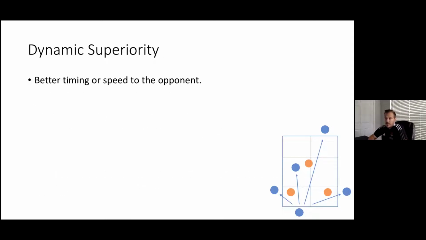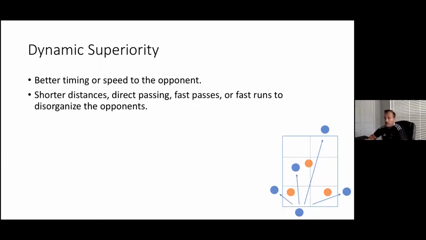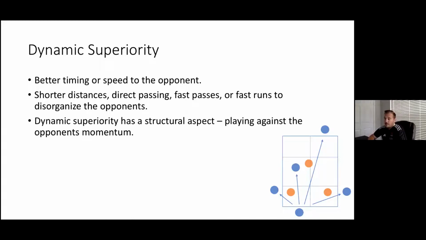Dynamic superiority is the last one. And it's about speed. It's about timing. It's about how fast you play compared to the opponent. So if you have shorter distances between players, you can pass a bit quicker than the opponent can react. If you have faster players, you can literally run past opponents faster than they can react. So you have an advantage in that, which can be tied a little bit to individual superiority.